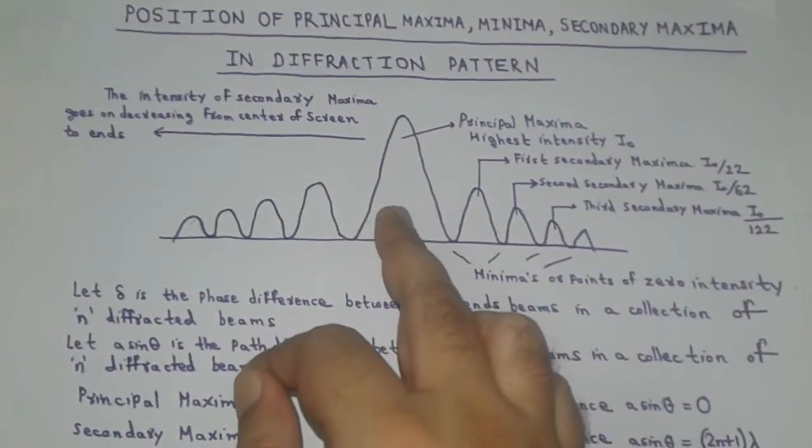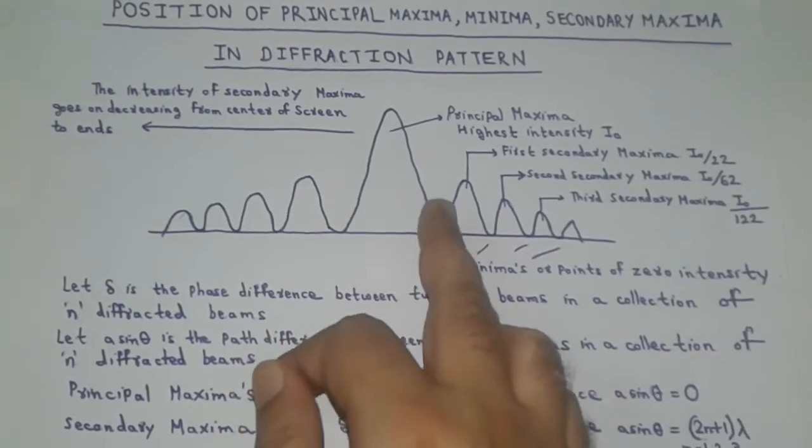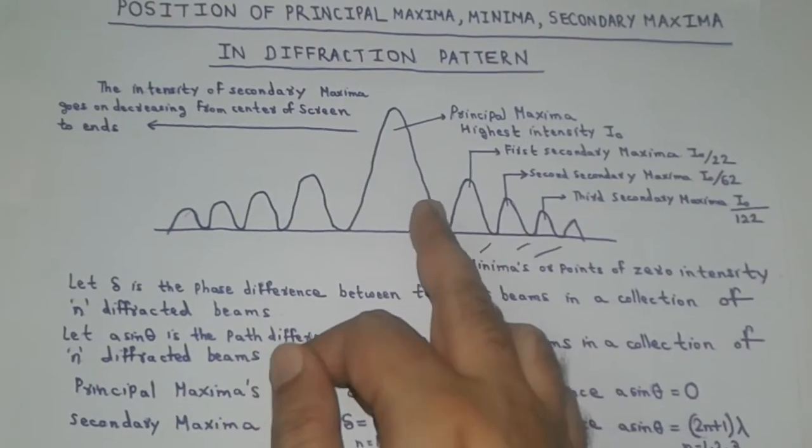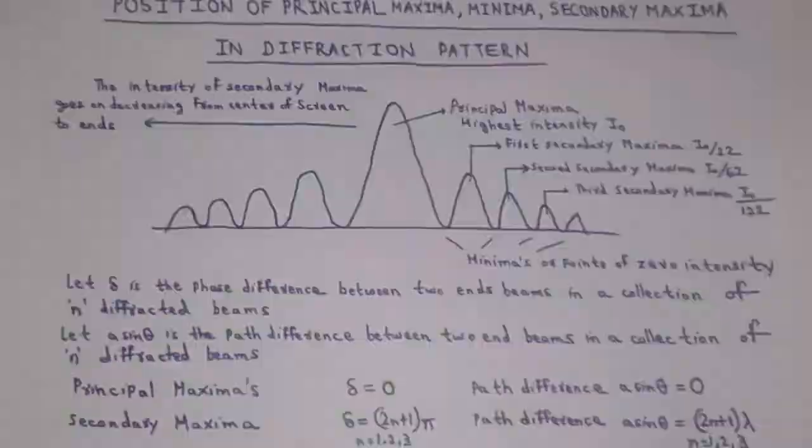This is a major difference between diffraction and interference, because in interference we do not have any secondary maxima and the intensity is always constant from the center towards the end of the screen.